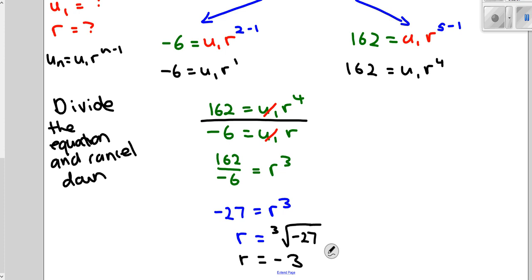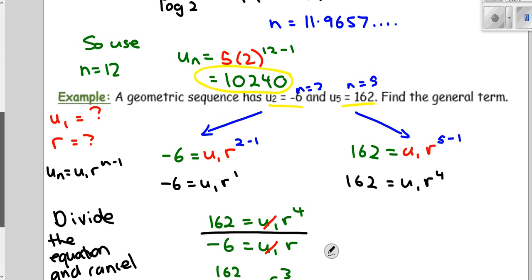Ah, that's actually much smarter. Yep, so Kies has come up with a quick way to find u of 1. If we know r, Kies has remembered that we know what u of 2 is. So the first term must just be the term before that. And if the common ratio is negative 3, it must be negative 6 divided by negative 3. Yeah, 2. So that's much faster.